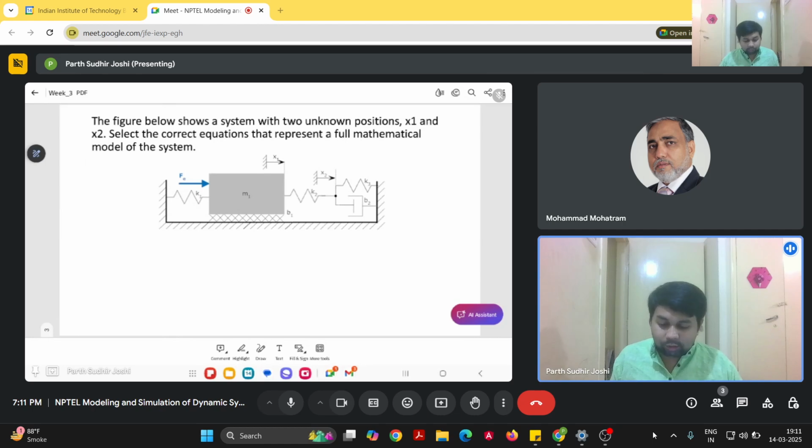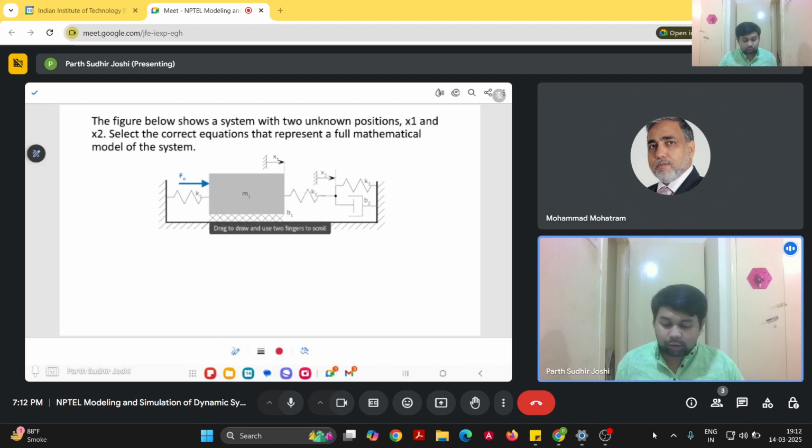So we have a spring mass and damper kind of a system here. Here we have a mass M1. It has springs attached, K1 and K2 on both sides. And the mass is also undergoing some friction with the floor. So this is basically the friction.